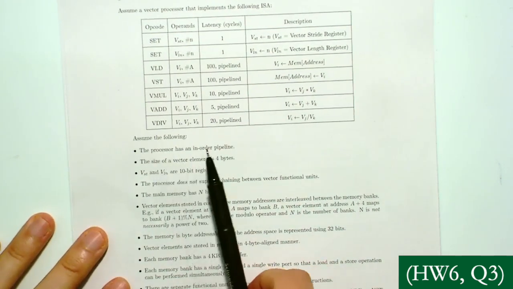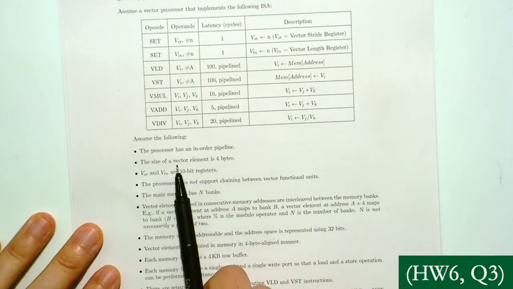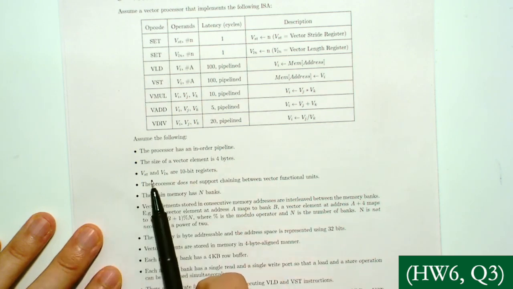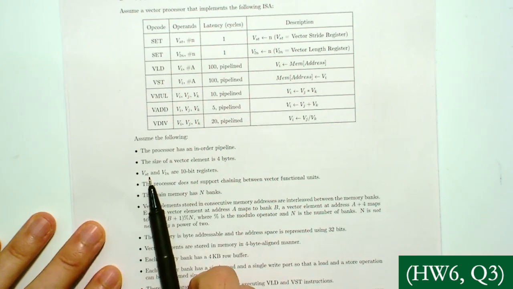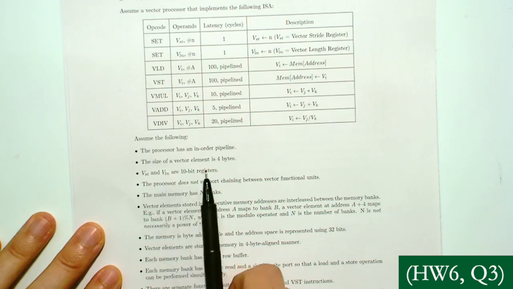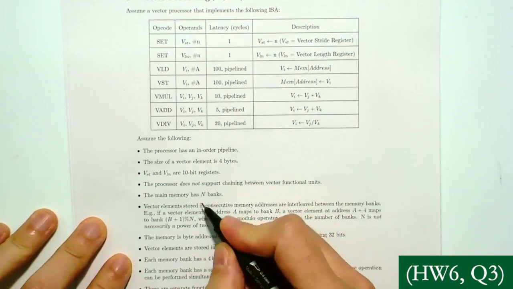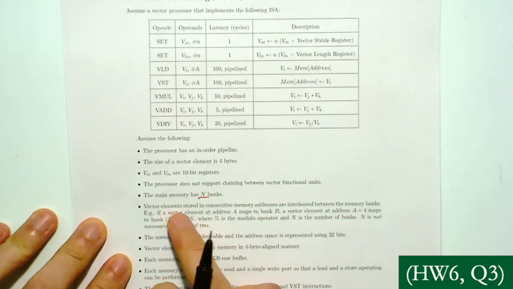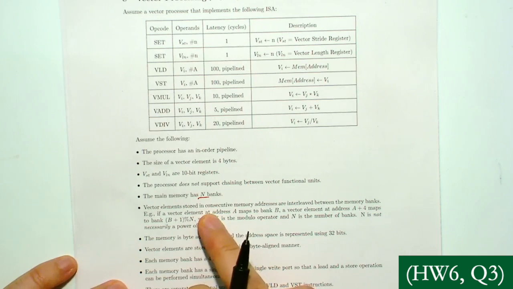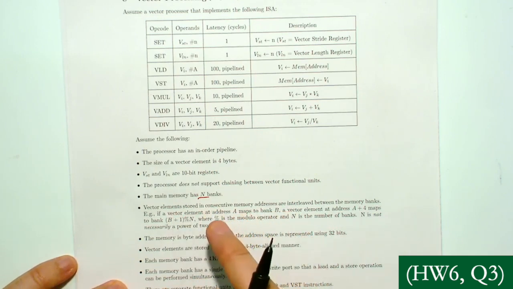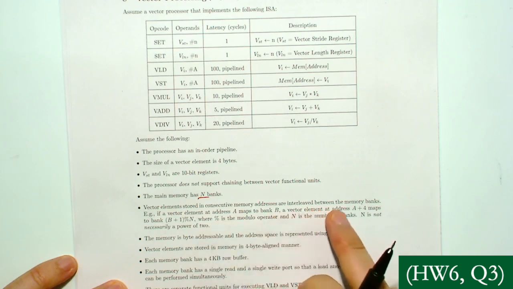So you assume the following. A processor has an in-order pipeline. The size of a vector element is 4 bytes. The size of the vector stride register and vector length register is 10 bits. The processor does not support chaining between vector functional units. The main memory has N banks. And vector elements are stored in consecutive memory addresses, interleaved between the memory banks.